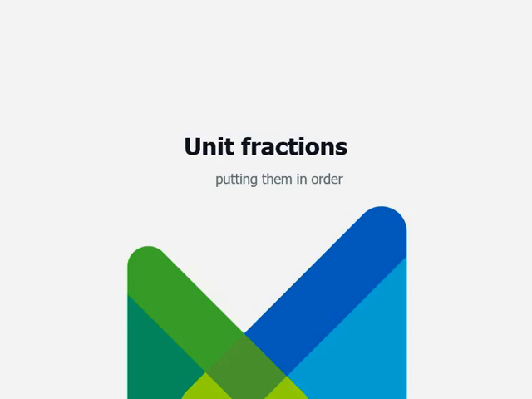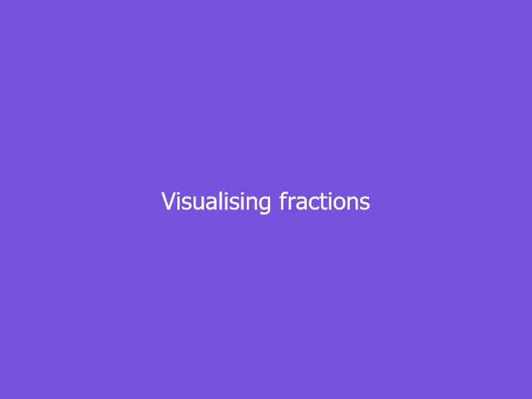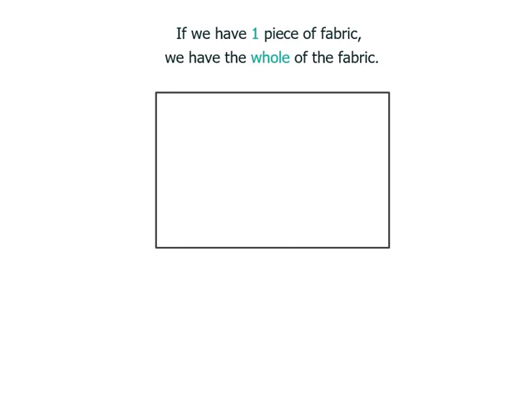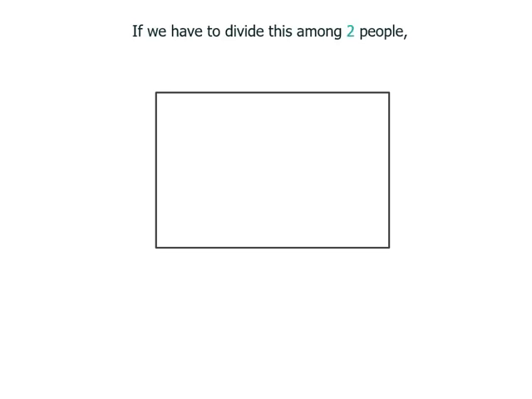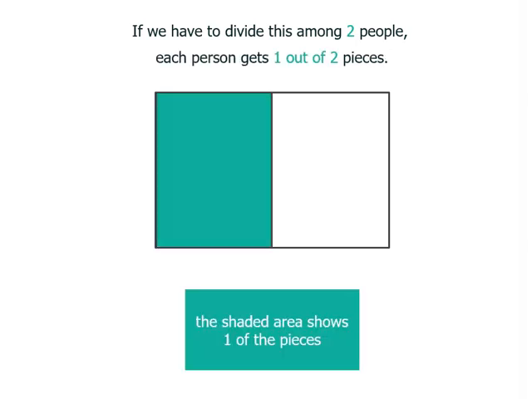If we want to put our unit fractions in order, it helps to visualise them. If we have one piece of fabric, we have the whole of the fabric. If we need to divide it among two people, we cut it in half, and each person gets one out of two pieces, which is one half.